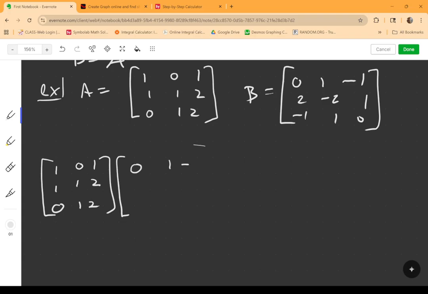This is 0, 1, negative 1, negative 2, 1. So by multiplying this out, we get first row, first column, 0, 0, hold on a second, 0, 1, negative 1, 2, negative 1.